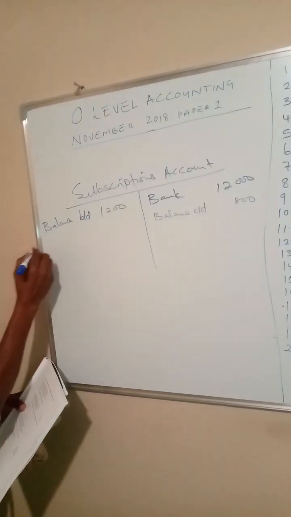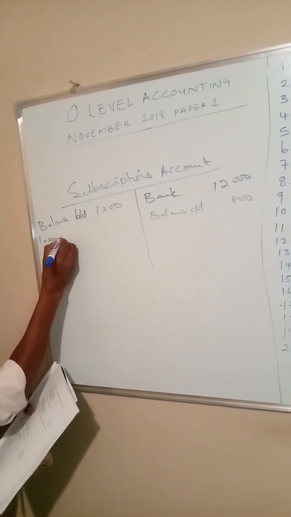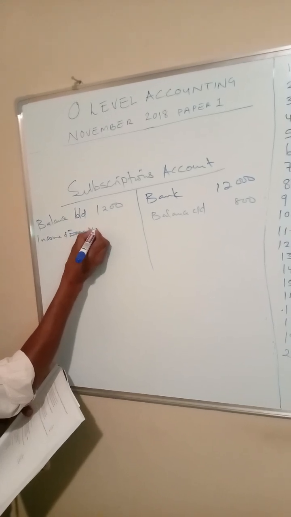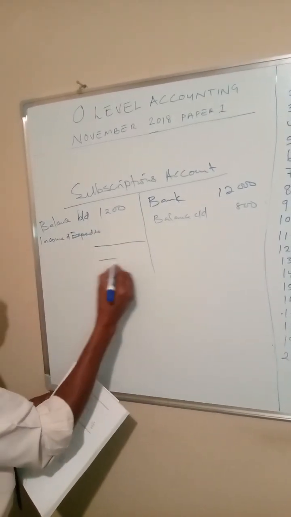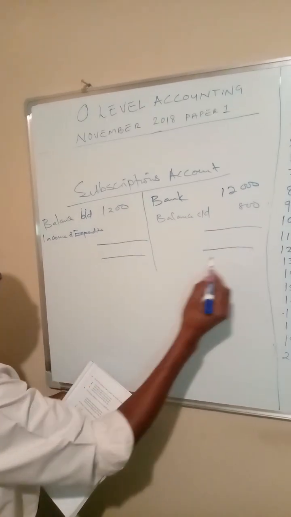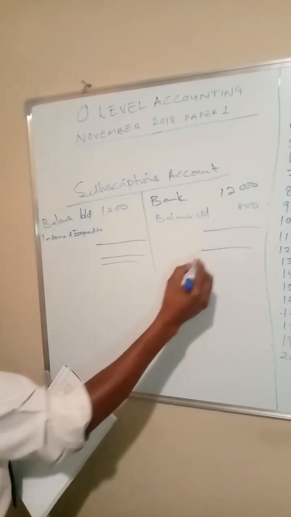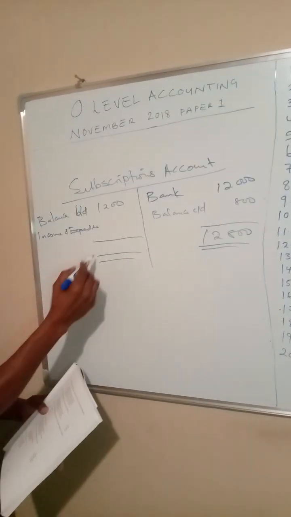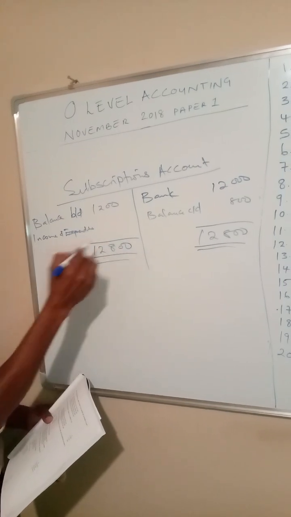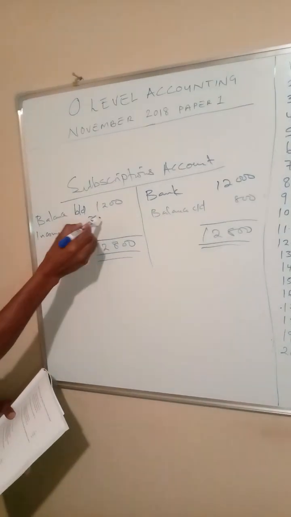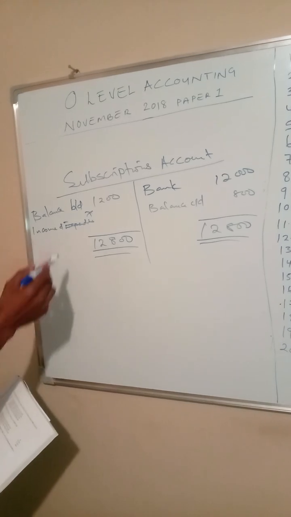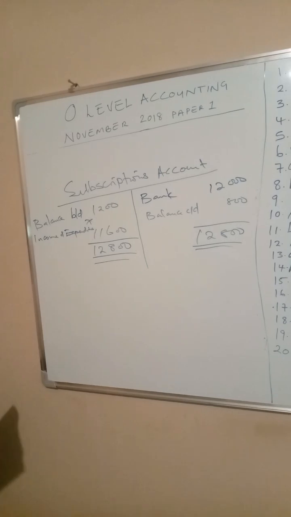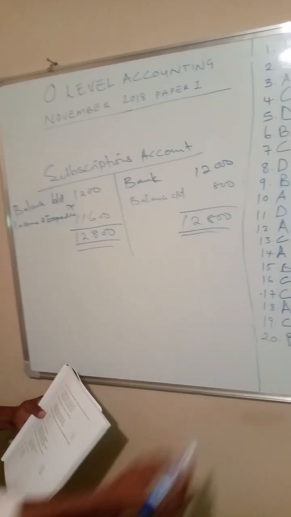Here what we have, income and expenditure. Income and expenditure on the debit. What is the total of this side? 12,800. We need to have 12,800. Here is the balancing figure. So to have this missing figure, it's 12,800 minus 1,200, we have 11,600. So this one is option B.